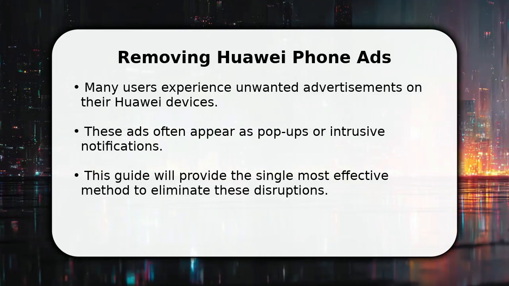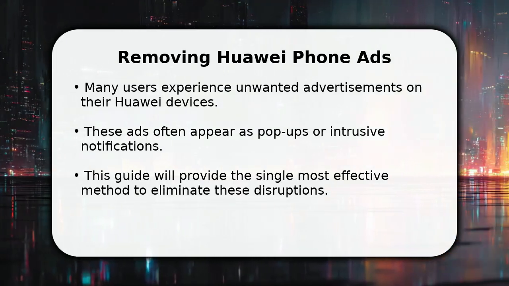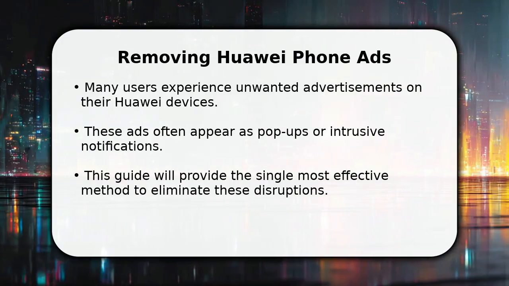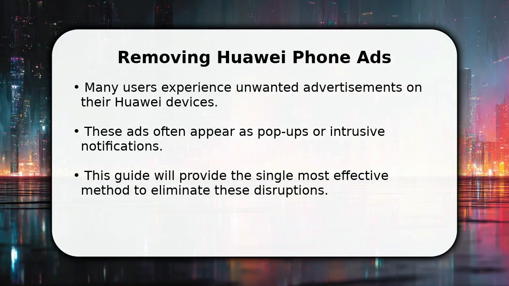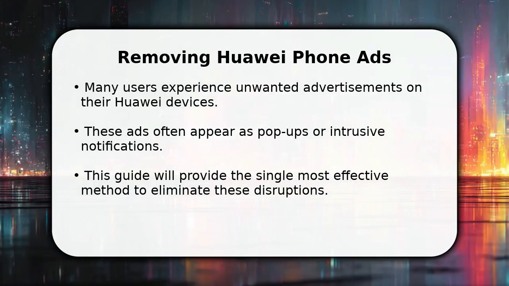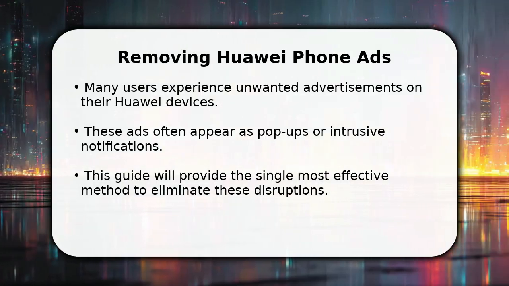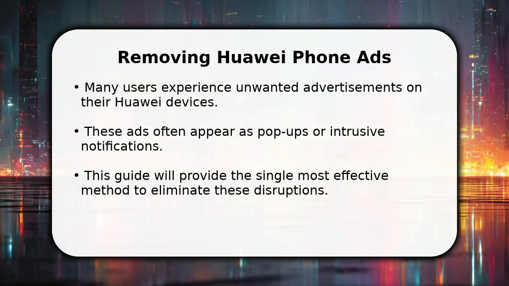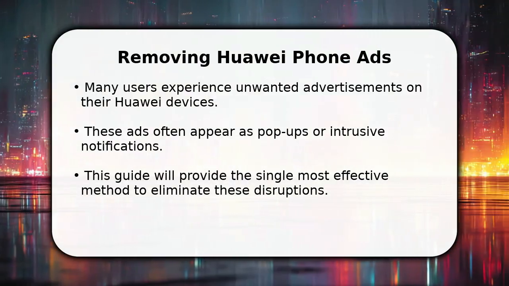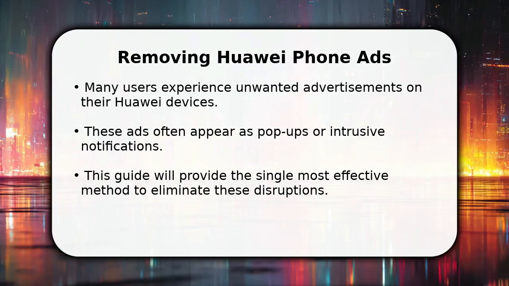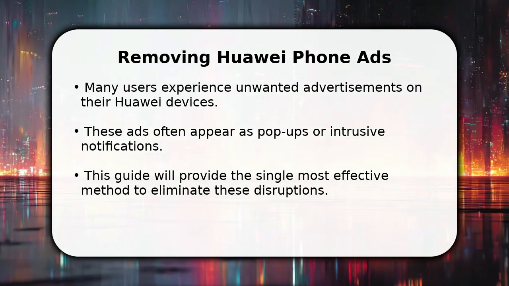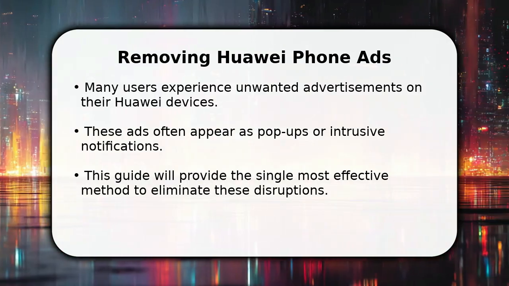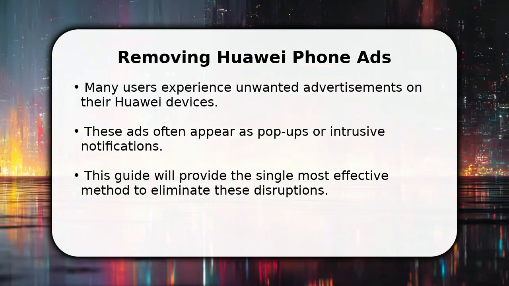Enjoy the video. In this video, I will show you how to remove ads from your Huawei phone. To begin, navigate to your phone settings menu, typically found as a gear icon on your home screen or app drawer. Once inside settings, locate and tap on the Apps or Applications option, which manages all software on your device. This critical step sets us up to identify and manage the specific sources of those persistent, unwanted advertisements.